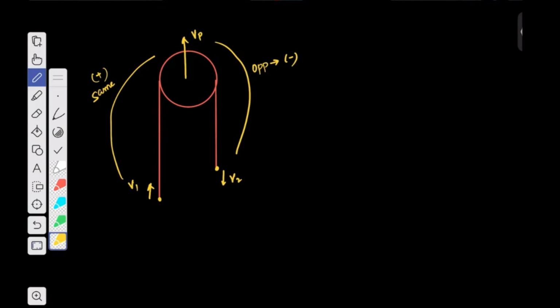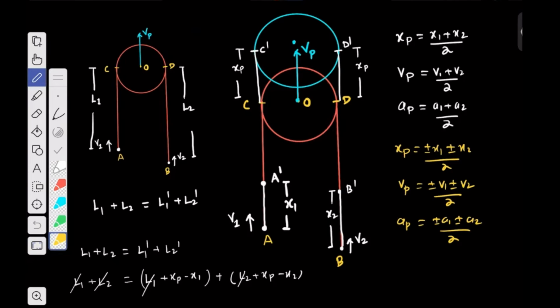This one plus. So what we have is Vp equals to (V1 minus V2) by 2, and Ap equals to (A1 minus A2) by 2, the same as the previous equation. We can directly apply it, or derive it this way only.